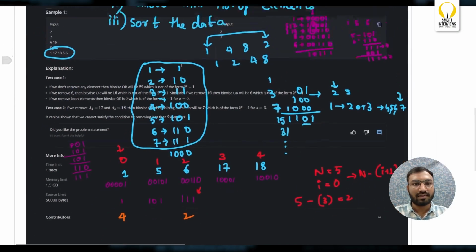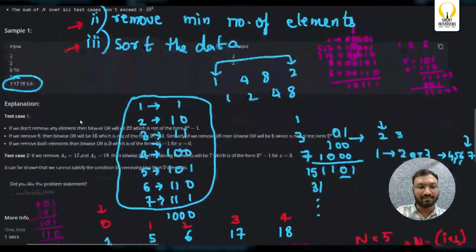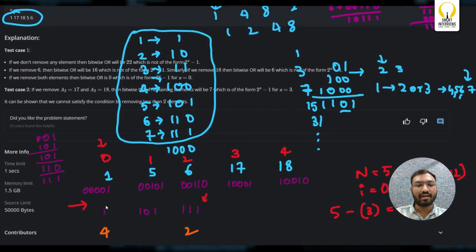So summing it up, first thing, we know 2 power x minus 1 will contain only ones. Second thing, we have to remove the minimum elements. Third thing, we have to sort the array. So what was the approach? First we sort the array, then do OR, and whatever OR value we get, we check if that is equal to 2 power x minus 1. How do we check? It should contain only ones. And if it is 2 power x minus 1, we update the answer to the number of remaining elements. That is, we assume we'll remove all the elements. In the future, if we get a better answer, then we'll update the answer with that better answer. Done. Shall we code it up?